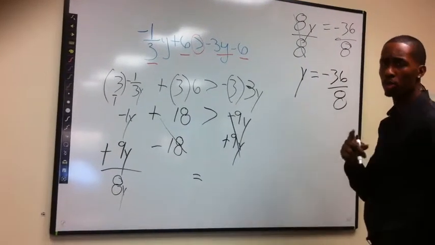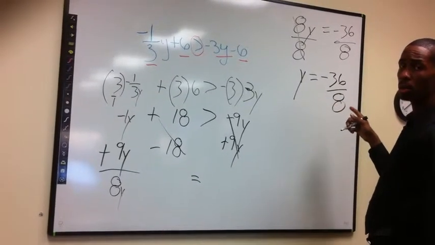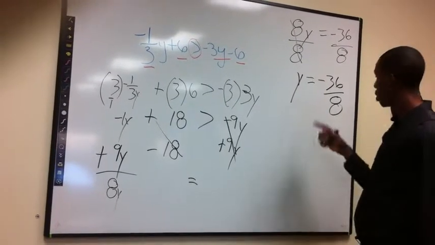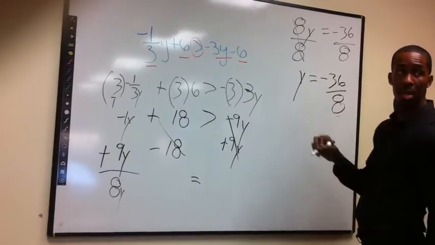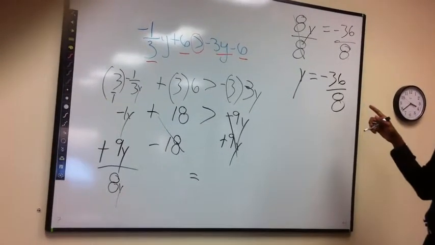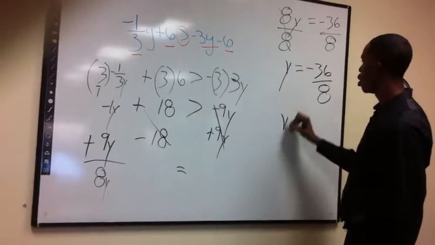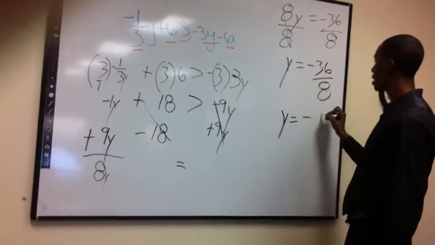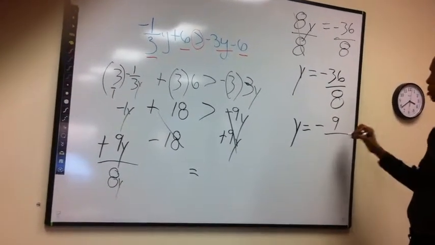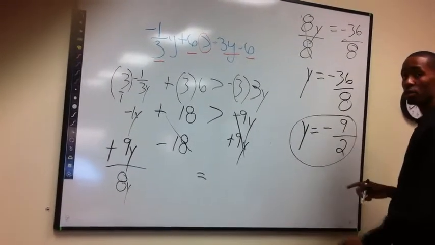And you always want to reduce. You never want to leave your number unreduced. So, what number goes into both of these numbers? 4. 4 goes into 36 how many times? 9 times. Correct. So, y equals negative 9 over, how many times is 4 going into 8? 2 times. The answer is y equals negative 9 over 2.